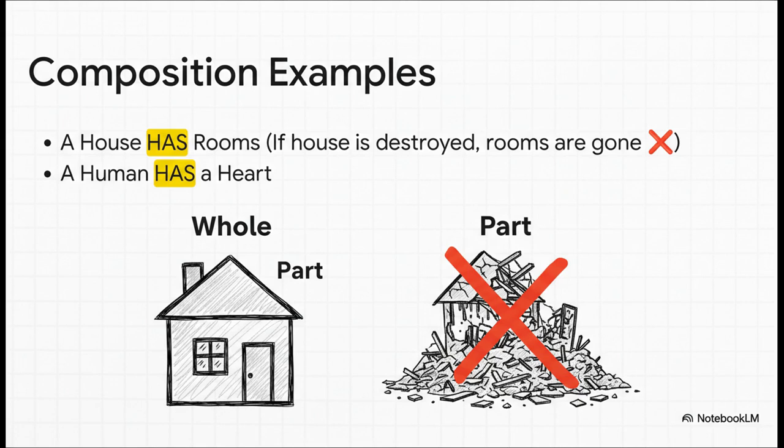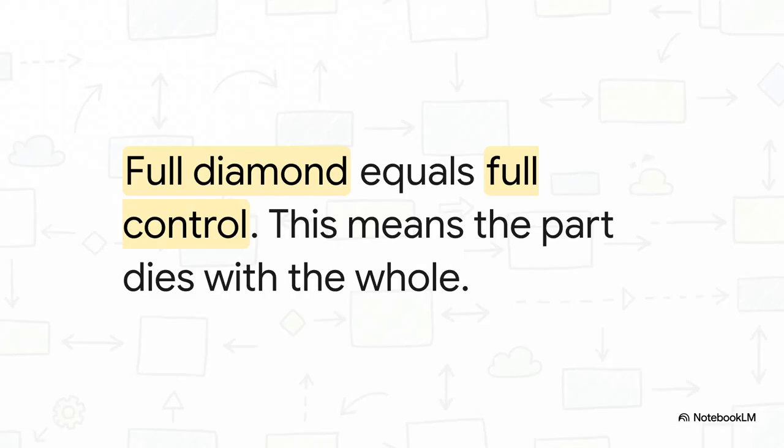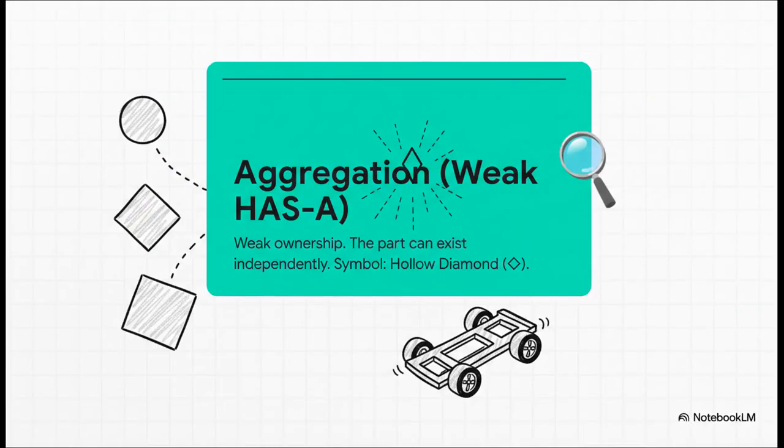That is composition. Here's a super powerful way to remember this one. A full diamond means full control. The whole class has total control over the part's entire existence. So if the whole goes, the part goes too. Just remember, full diamond, part dies. But what if the answer to our question is no? What if the part can actually survive on its own? Well, then you have aggregation.